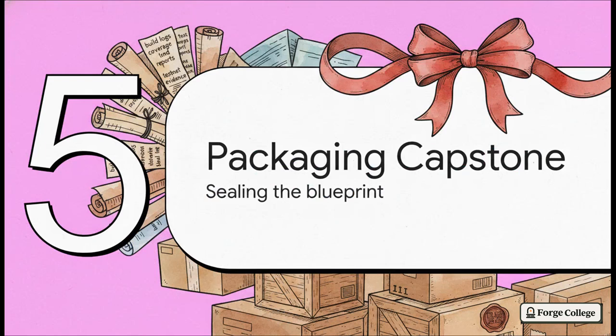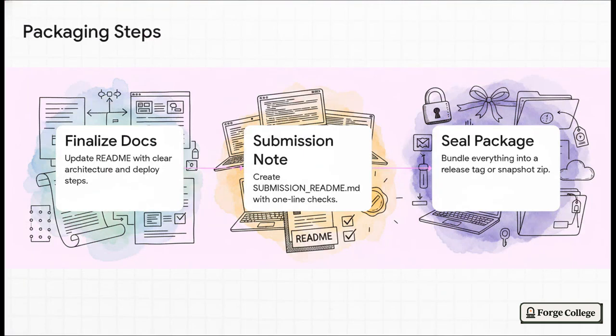Section 5, packaging your capstone. It's time to seal the blueprint. With all your test logs, coverage reports, and evidence neatly gathered up, we are ready to tie a bow on your masterpiece. Update your main README with clear architecture and deployment steps, but most importantly, you're going to create a dedicated submission_readme.md file right at the root of your project. This file is pure gold for your reviewer. Give them copy-pastable one-line commands to run your tests and compile. Once that's done, seal the whole shebang in a clean snapshot zip file or a repository release tag.